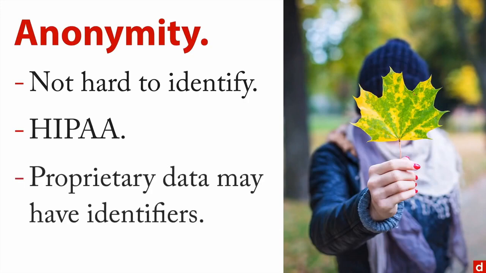And then also proprietary data. If you're working for a client, a company, and they give you their own data, that data may have identifiers. You may know who the people are and they're not anonymous anymore. So anonymity may or may not be there. There are major efforts to make data anonymous, but really the primary thing is that even if you do know who they are, you still maintain the privacy and confidentiality of the data.